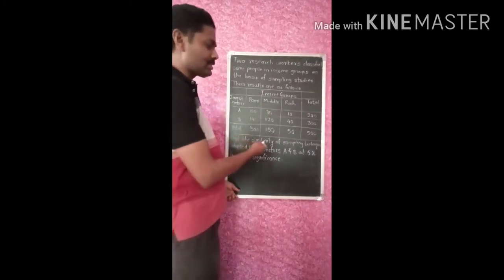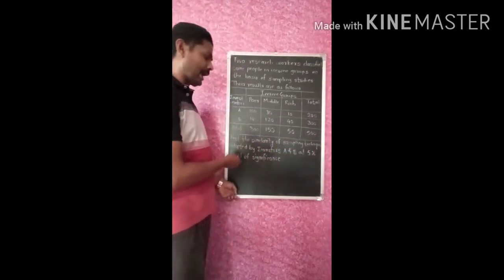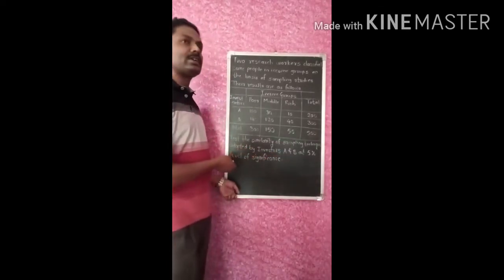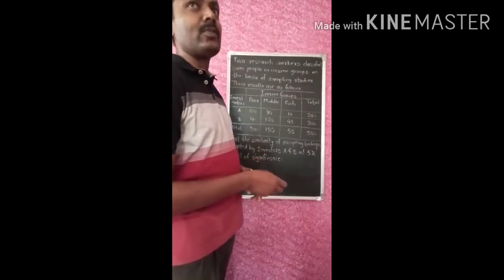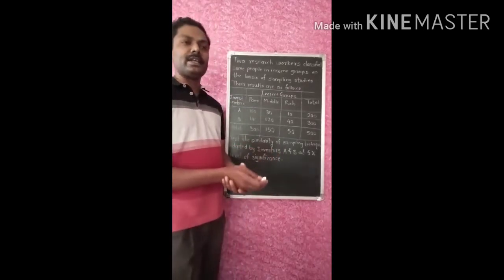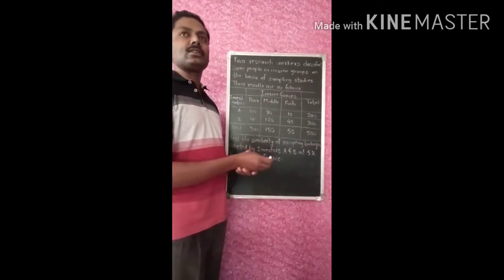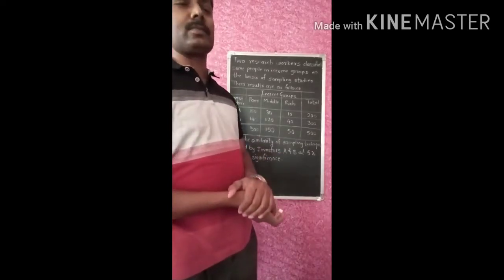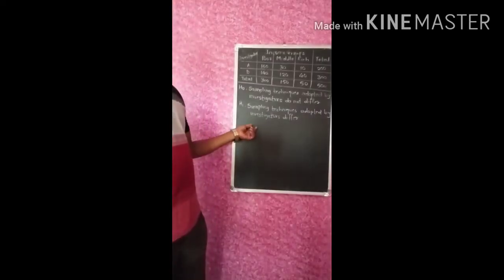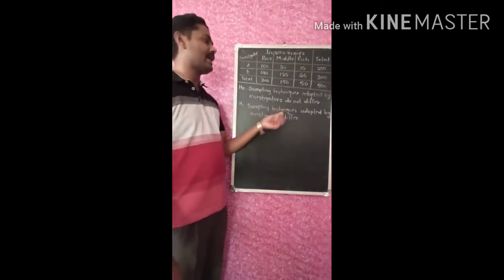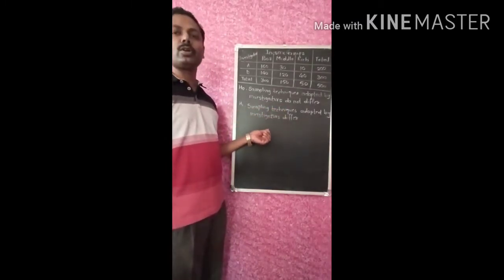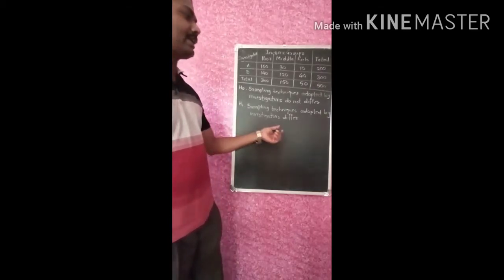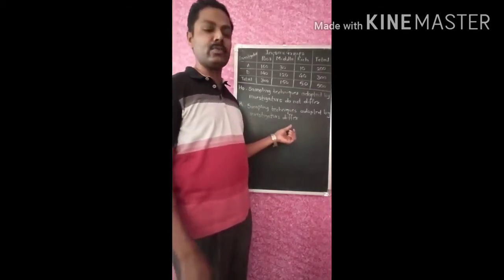We have to test the similarity of sampling techniques adopted by investigators A and B at 5% level of significance. It means that we have to test if they have adopted the same method or the methods are different. The null hypothesis would be sampling techniques adopted by investigators do not differ, and the alternative hypothesis would be sampling techniques adopted by investigators differ.